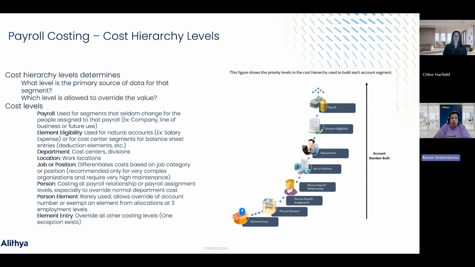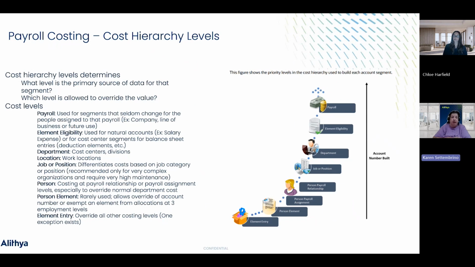So, when we look at the cost center, we would assign the cost center information to that department. A lot of times we work with organizations that have multiple companies. So we would also assign the company to the department level, because most times the department, if it crosses companies, you're going to have the two segments that define that.